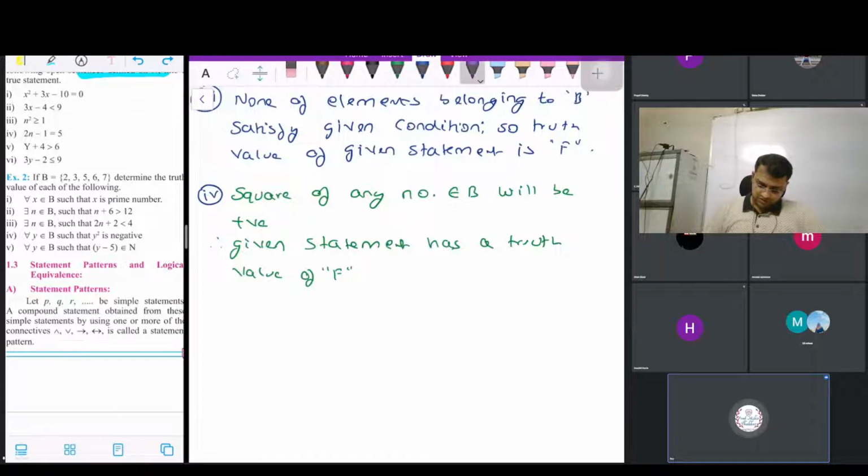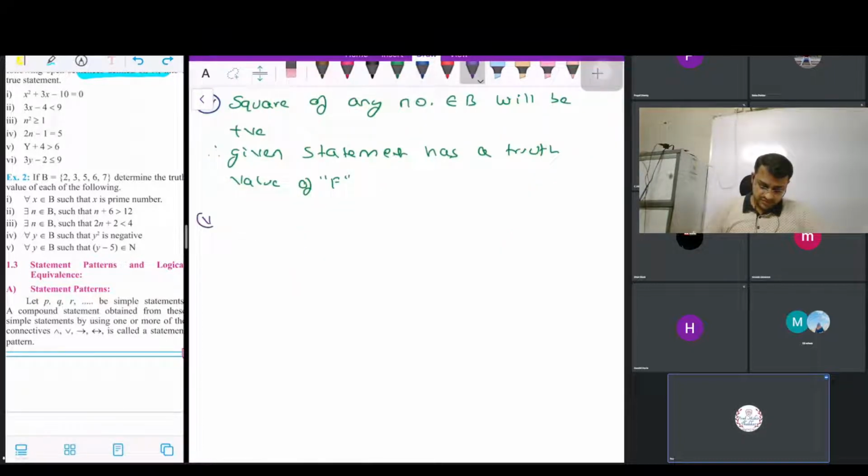And now the last one, number 5. What is it? Y belonging to B such that y minus 5 is a natural number. Is it?